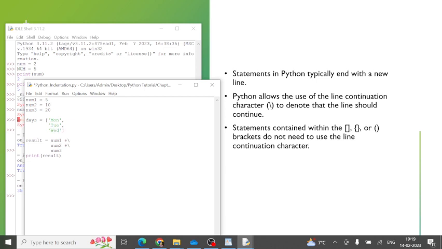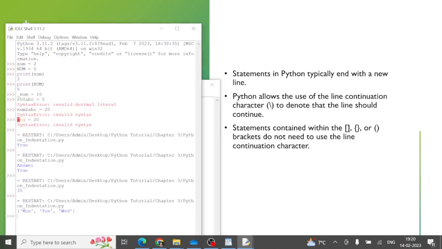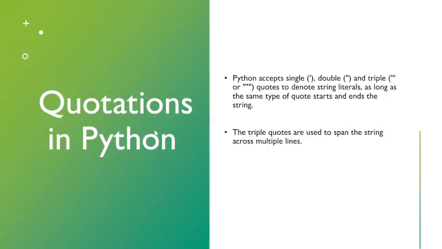You can see that if I print that days over here, let's save the file and execute. Again you can see it is printed as Monday, Tuesday, Wednesday. So for square brackets we don't need a continuation mark.